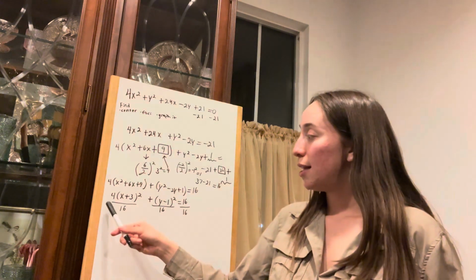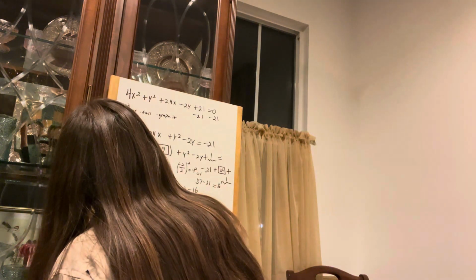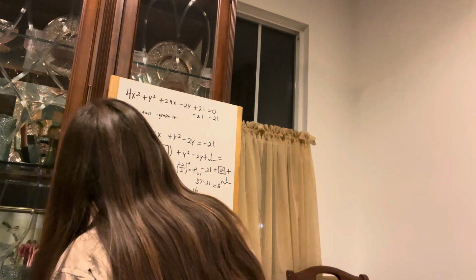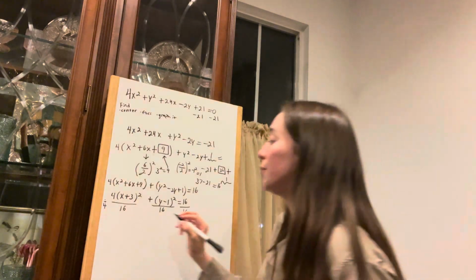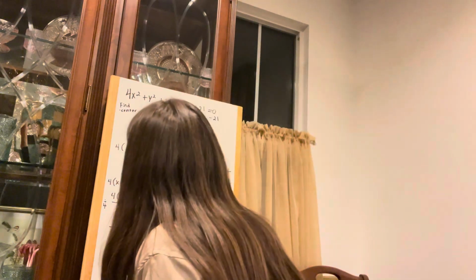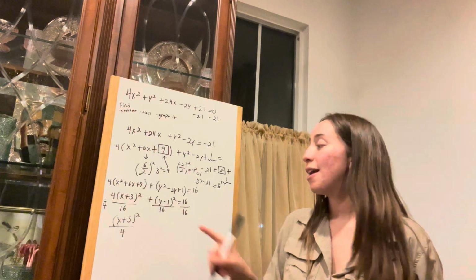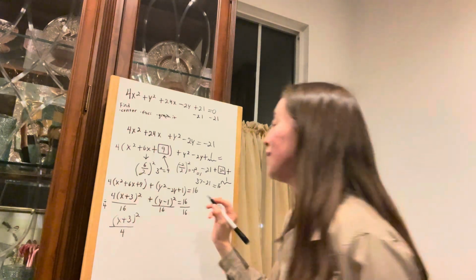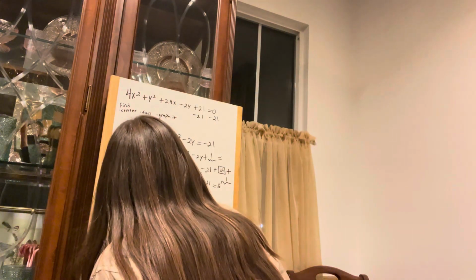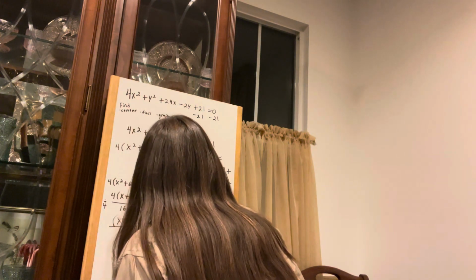On this side, I have a common factor of 4, so I'm going to divide that by 4. So it'll be x plus 3 squared over 16 divided by 4, which is 4. And then since there is nothing here to divide it by, I'm just going to keep that as is. So we're going to have it plus y minus 1 squared over 16 equals 1.